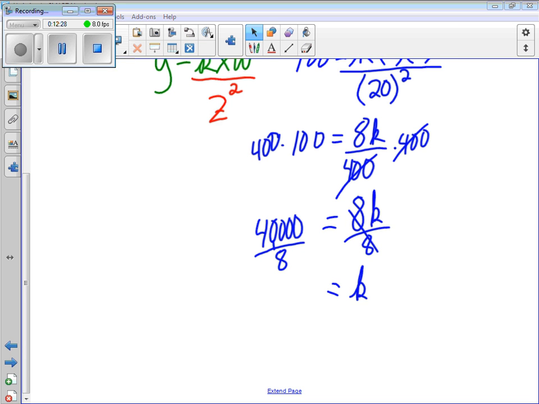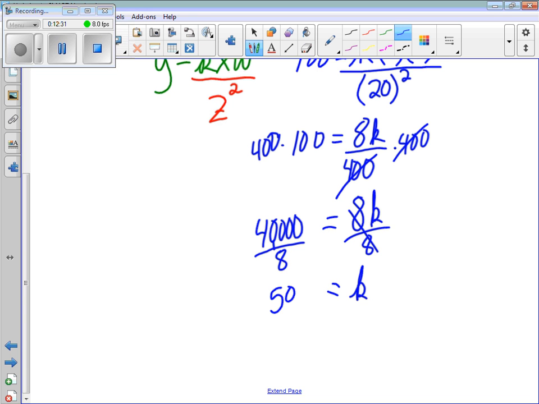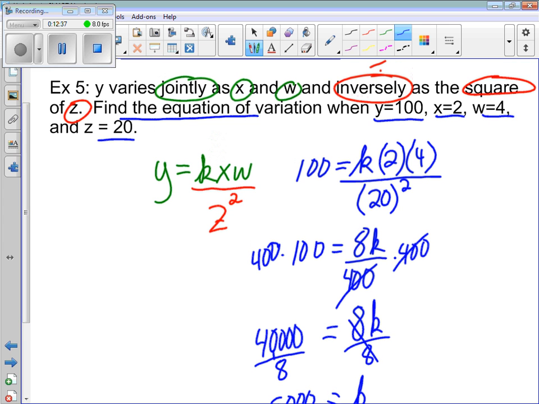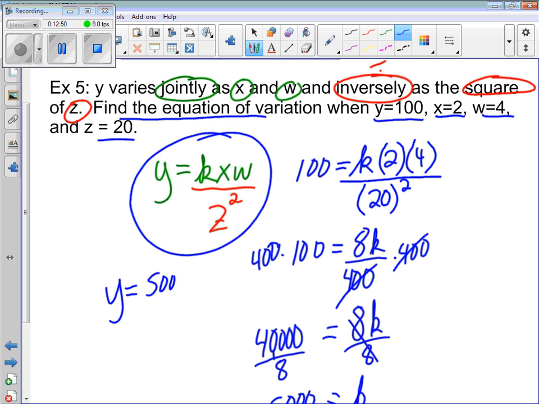So, to get back to the actual question, let's find the equation of variation. The equation is this equation here, but just substitute in K. So Y equals, we found K to be 5,000, XW over Z squared. So that is our general equation for this problem.